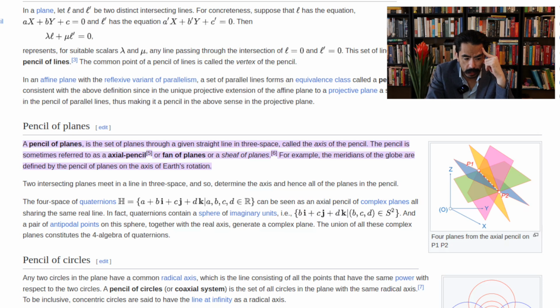The pencil is sometimes referred to as an axial pencil or fan of planes or a sheaf of planes. For example, the meridians of the globe are defined by the pencil of planes on the axis of Earth's rotation.